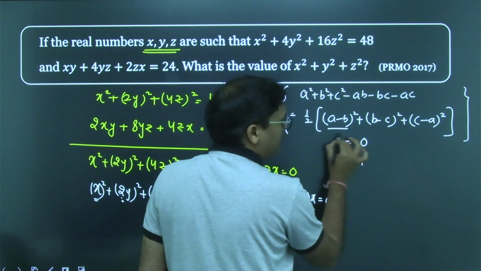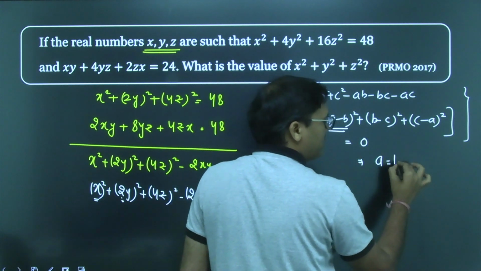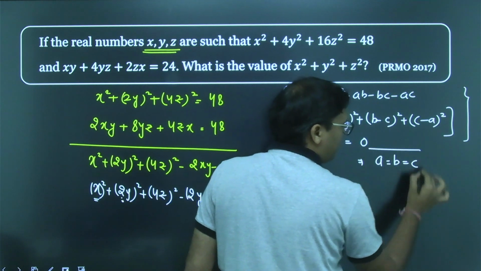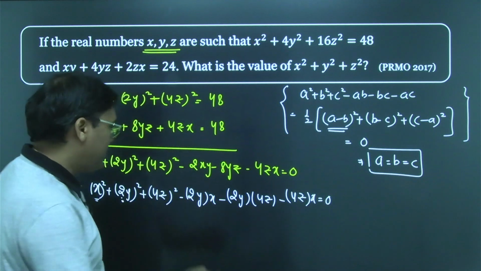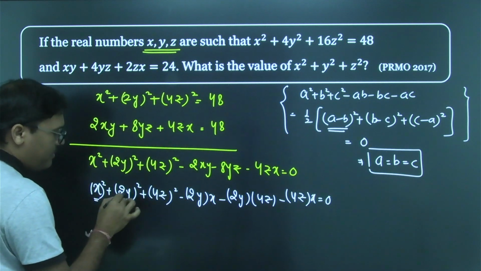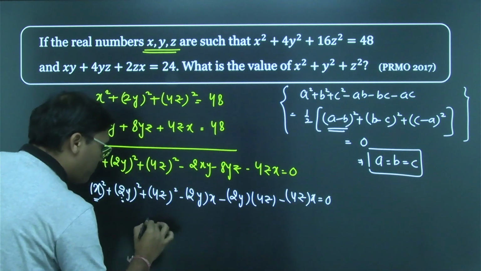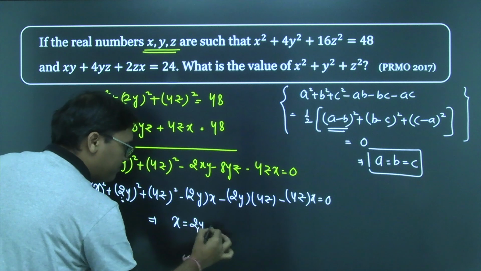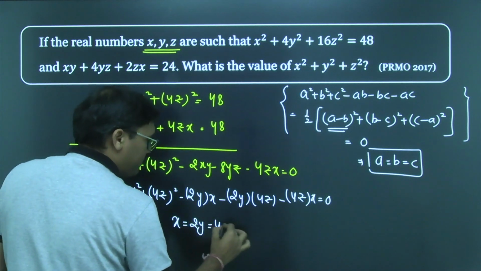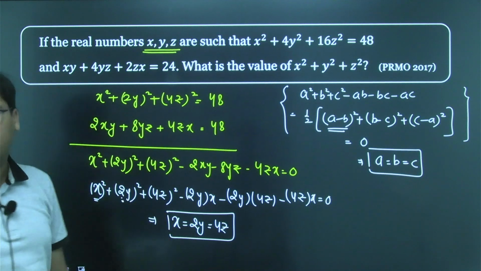So what does this imply? This is 0, that is a equal to b. This is equal to 0, that is b equal to c, and c equal to a. So this is the important relation which you should understand from this. From a square plus b square plus c square minus ab minus bc minus ca equal to 0, you will get a equal to b equal to c. I hope this is clear, right?